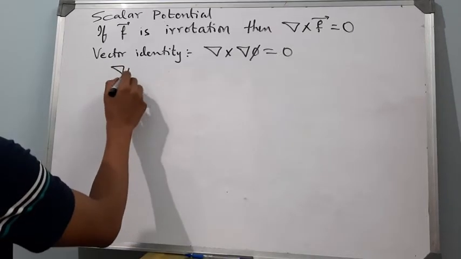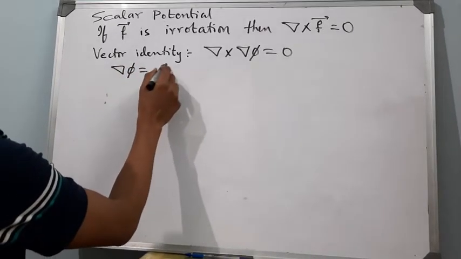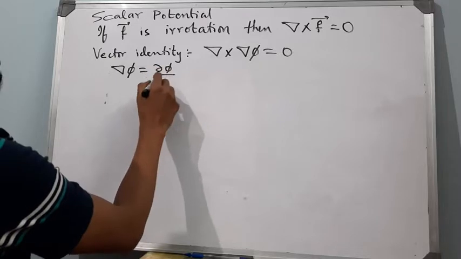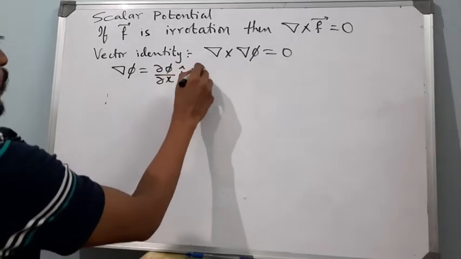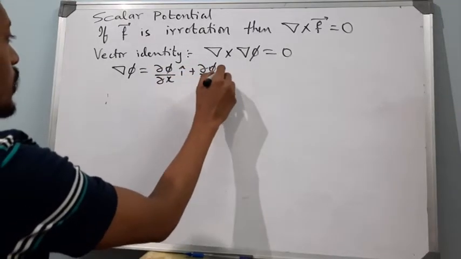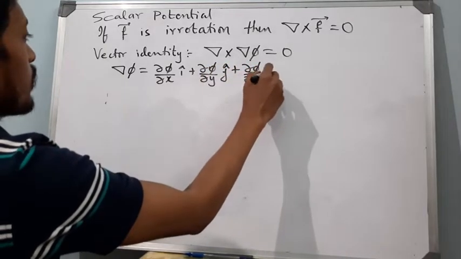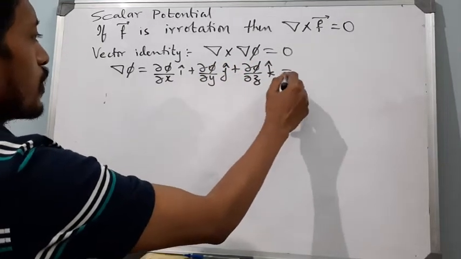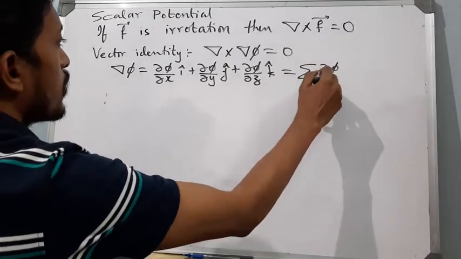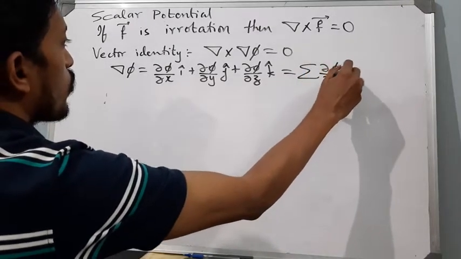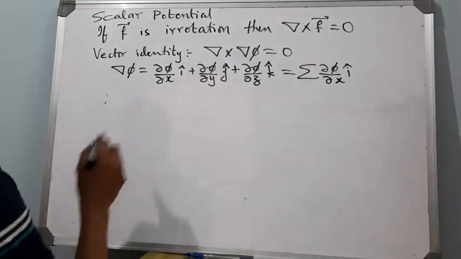Now grad phi is dou phi by dou x i cap plus dou phi by dou y j cap plus dou phi by dou z k cap. This we can write as summation dou phi by dou x i cap.